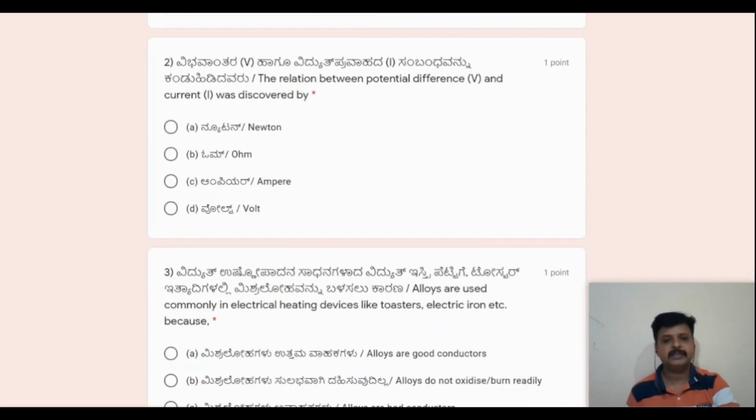Moving to the second question, the relation between potential difference V and current was discovered by... The relation between V and I was discovered by George Ohm. So B is the correct option.